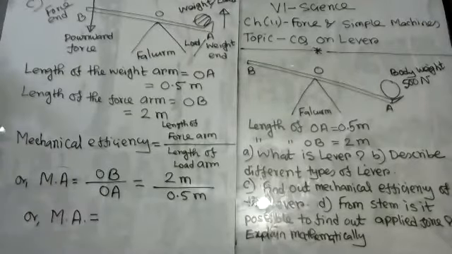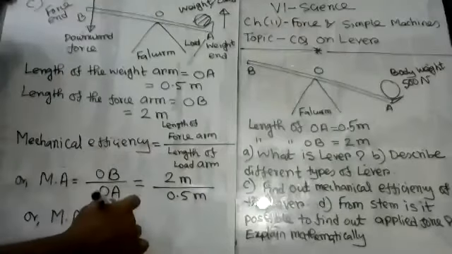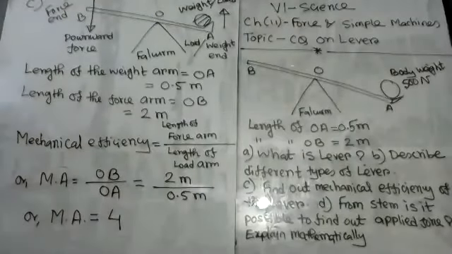So 2 divided by 0.5 equals 4. So 4 is the mechanical efficiency of this lever. I repeat, boys and girls, 4 is the mechanical efficiency of this lever.